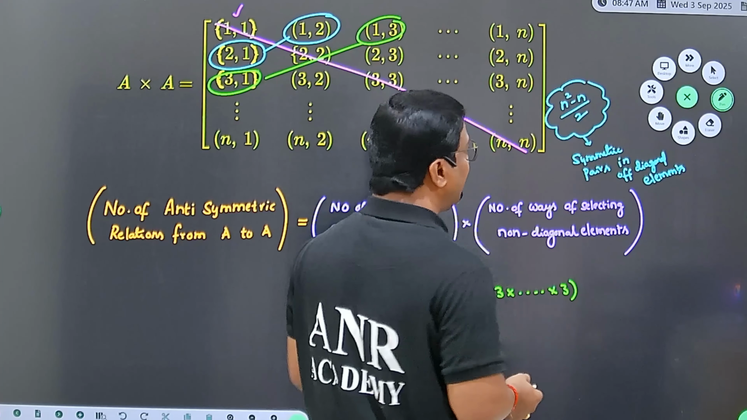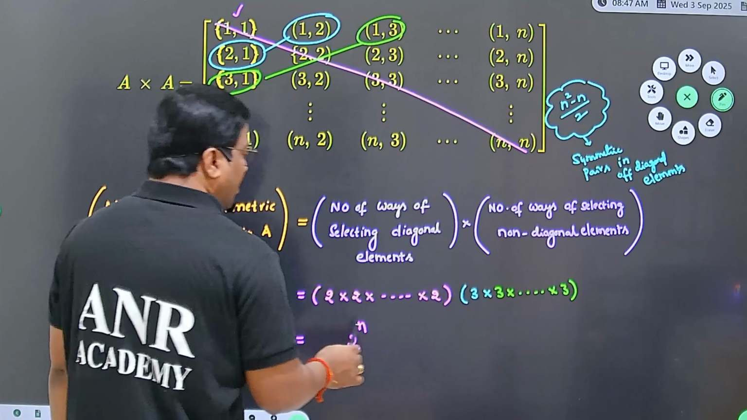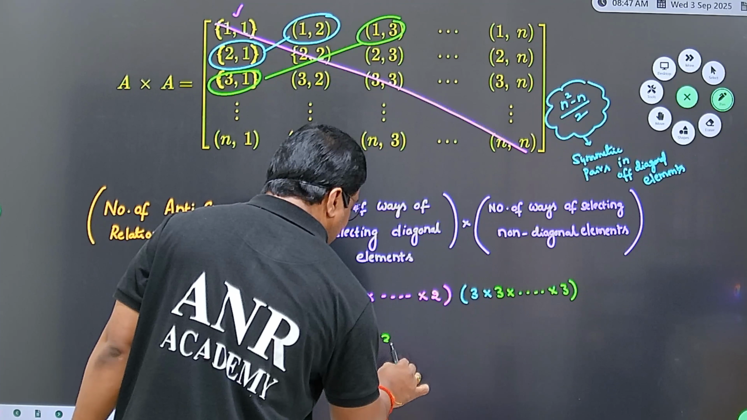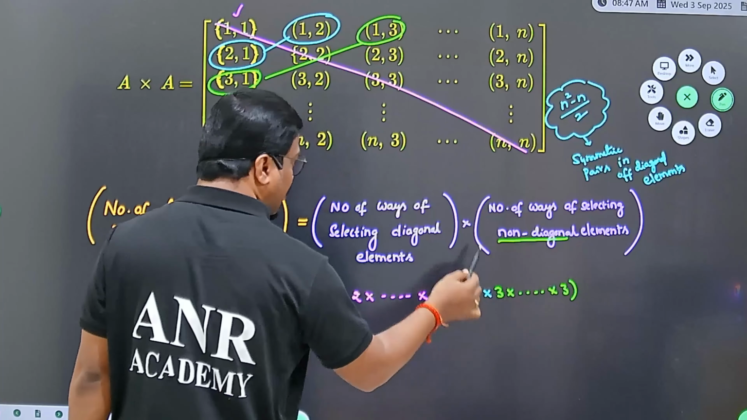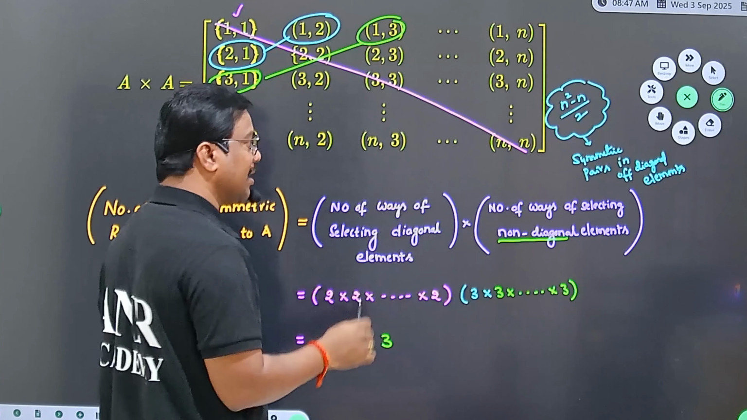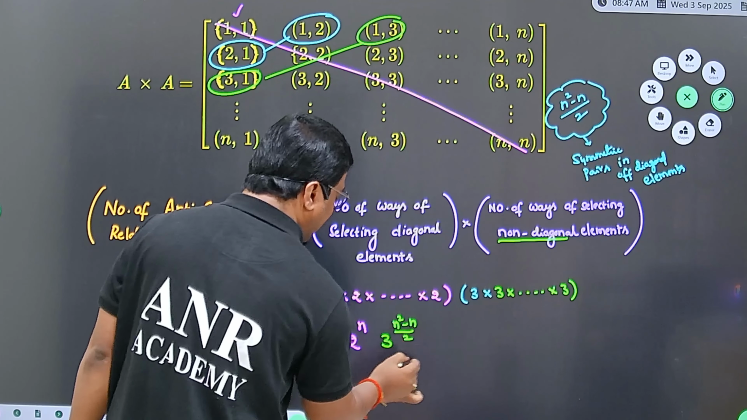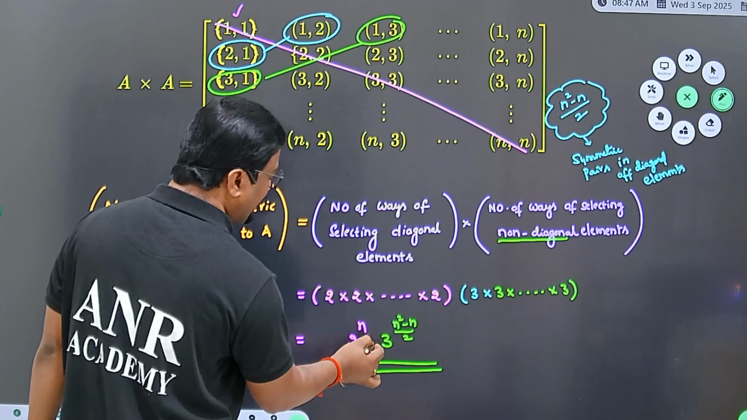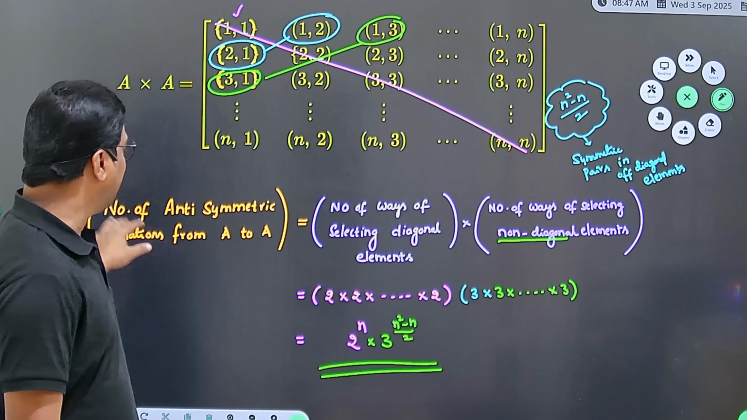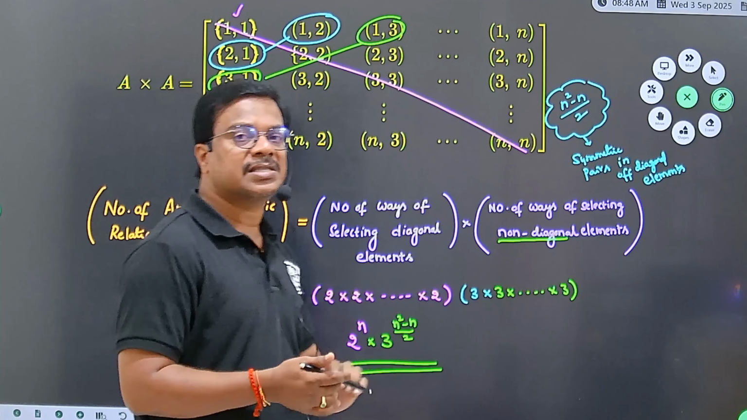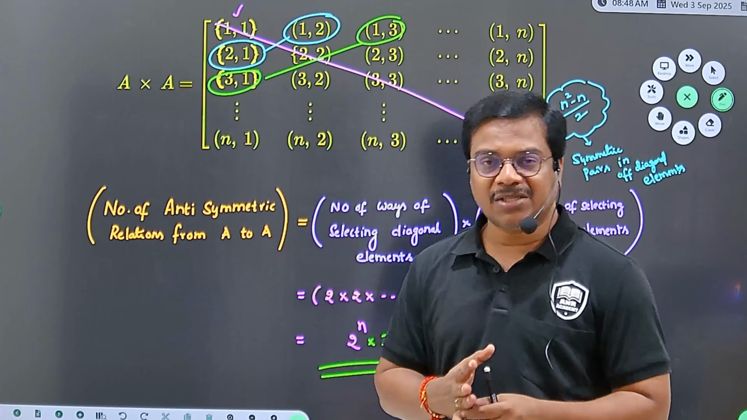Total how many are they? They are n square minus n by 2, remember. Therefore from non-diagonals we are going to choose non-diagonal symmetric pairs. So 3 power (n square minus n) divided by 2. So 2 power n multiplied by 3 power (n square minus n) divided by 2 is the formula to find the number of antisymmetric relations from a set A to itself. I hope you have understood everything.